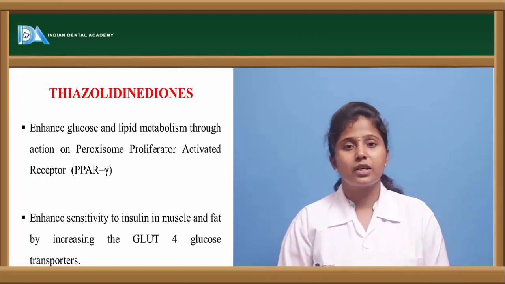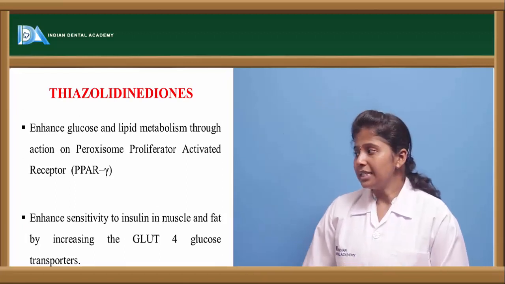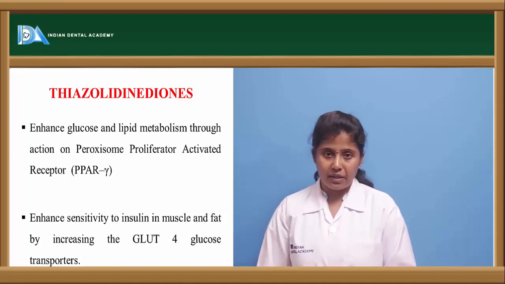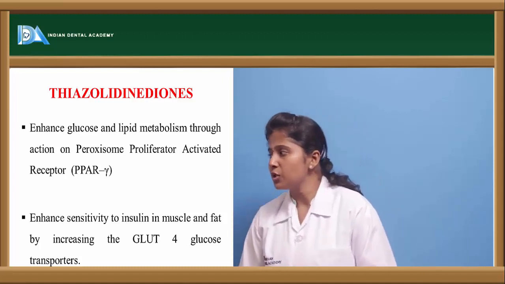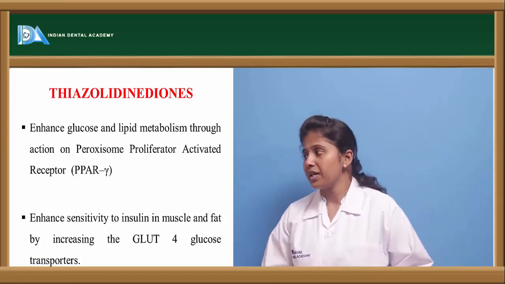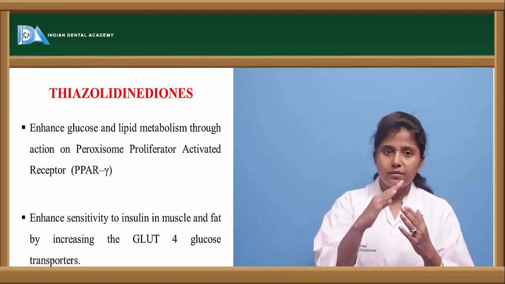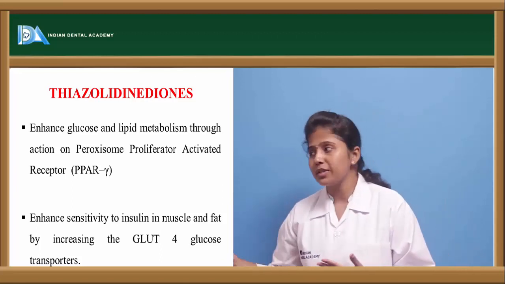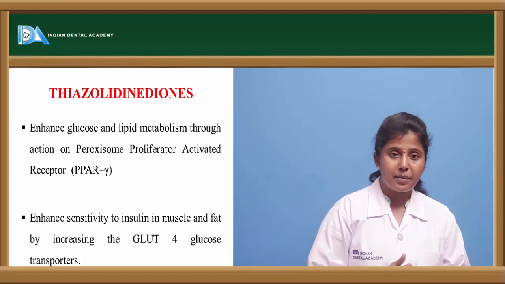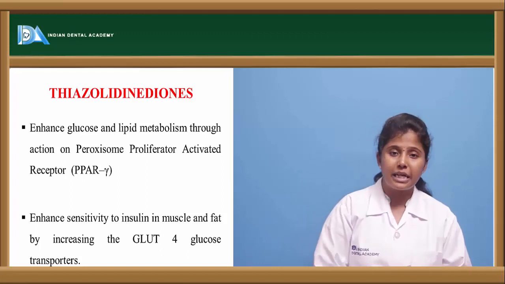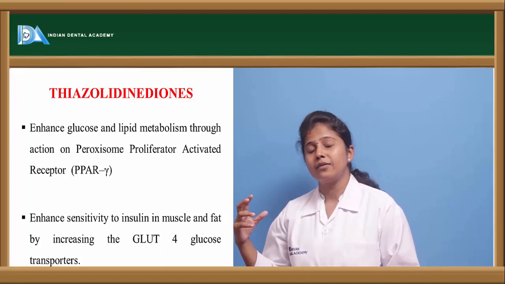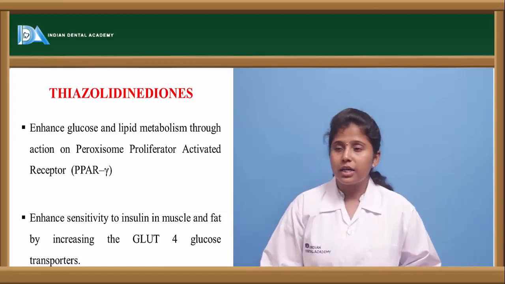The other category of drugs are thiazolidinediones. These thiazolidinediones act on the PPAR gamma receptor. These are the peroxisome proliferator-activated receptors. The stimulation of these receptors aids in glucose and lipid metabolism. Here the glucose and lipid metabolism takes place, whereby the glucose is broken down, and it enhances the sensitivity of the insulin present in the muscle to the GLUT4 transporters.